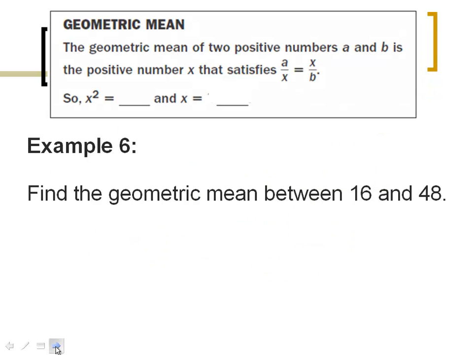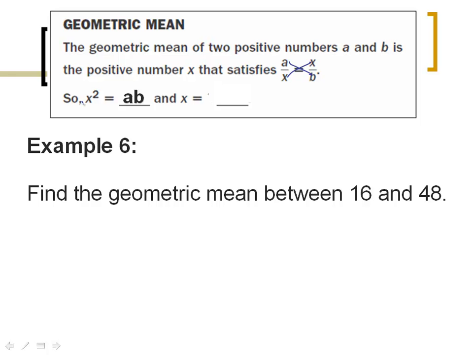Okay, our next thing that we're going to look at is geometric mean. Now, geometric mean is one of those ideas that is so simple, students just get it wrong. They try and make it more difficult than it really is. So the geometric mean of two positive numbers, a and b, is the positive number x that satisfies a over x equals x over b. So if we cross multiplied here, we'd have x times x, which is x squared, equals a times b.